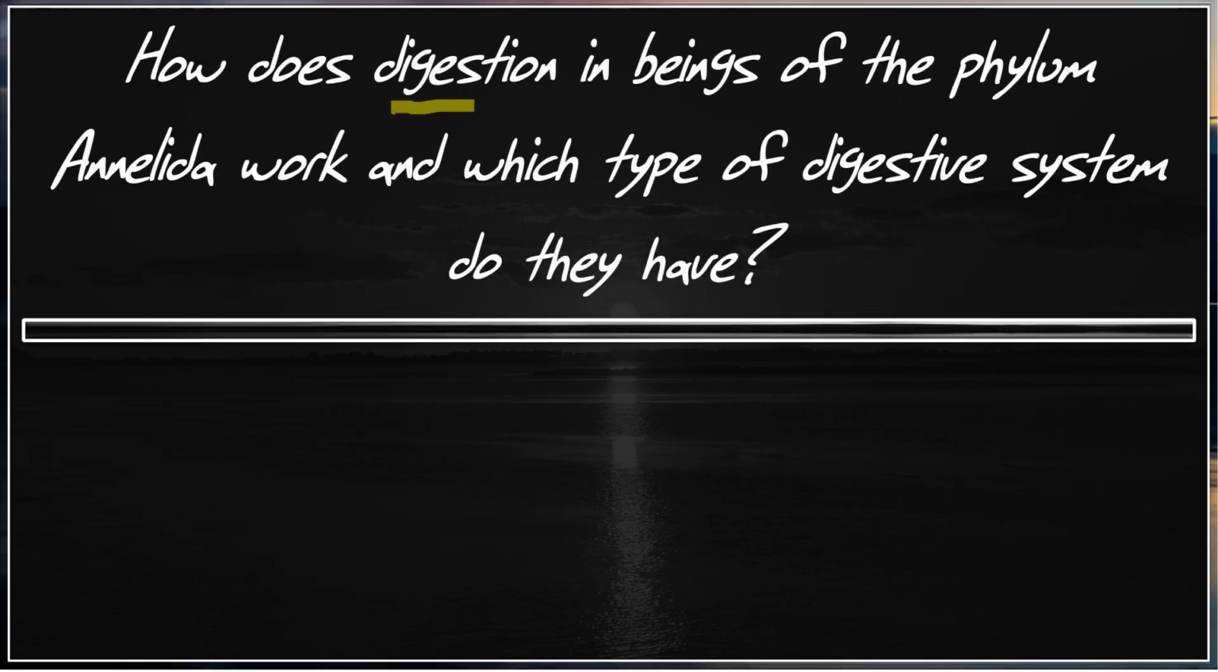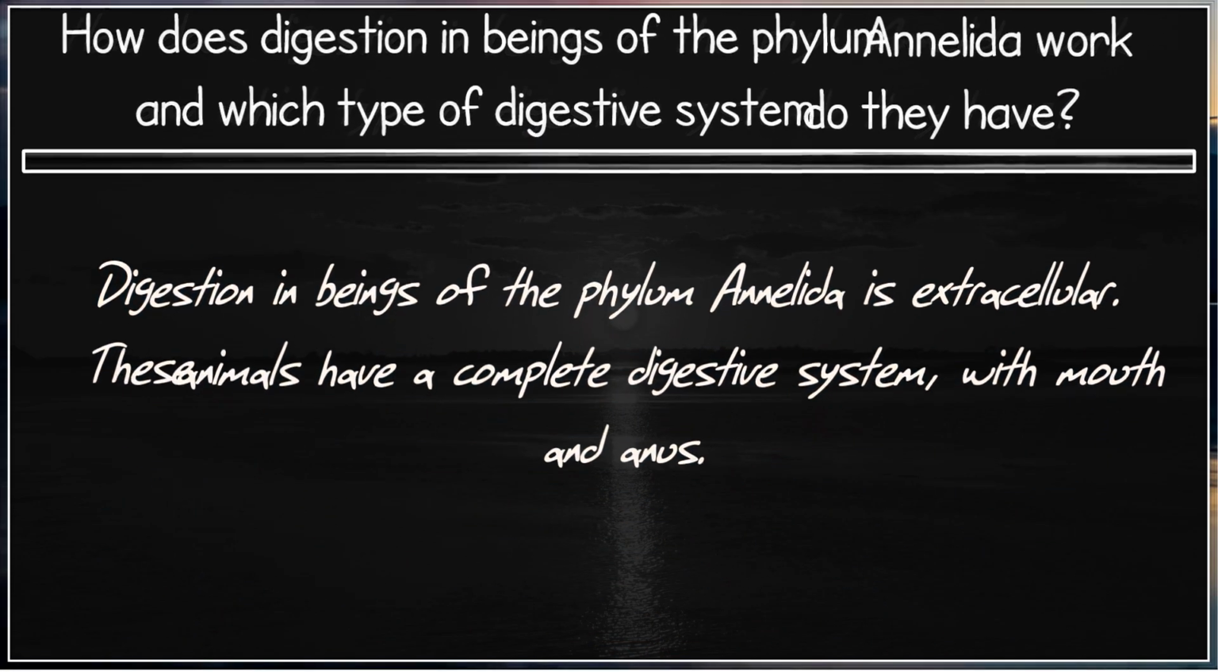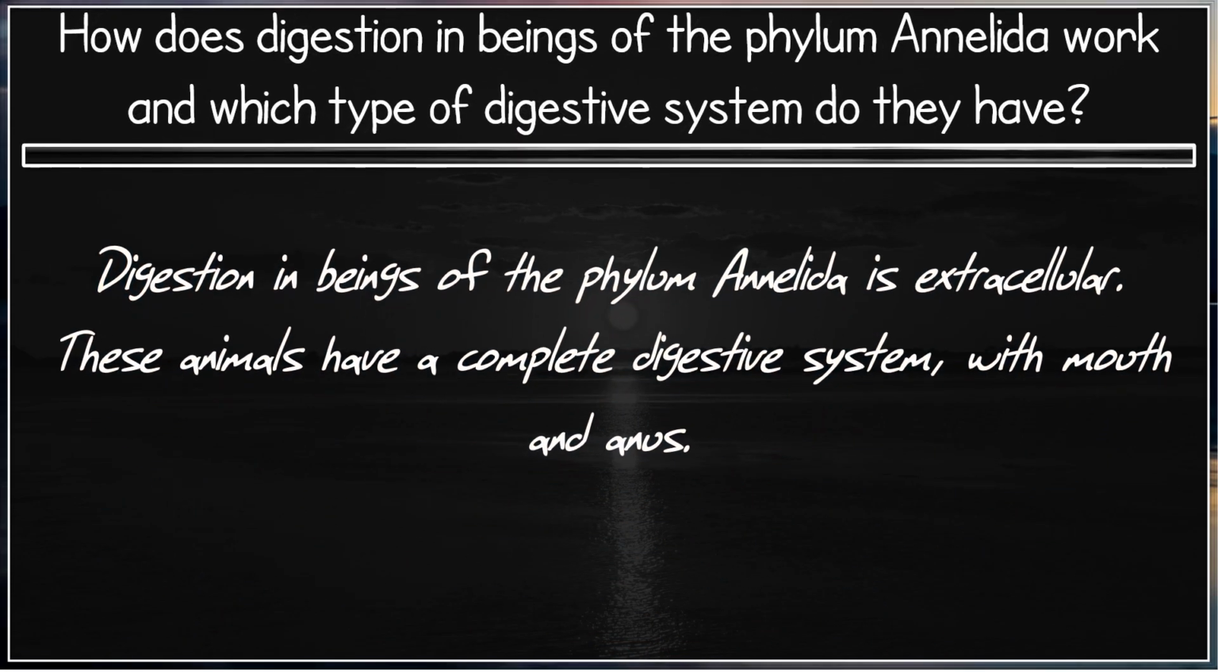How does digestion in the beings of phylum Annelida work, and which type of digestive system do they have? Digestion in the beings of phylum Annelida is extracellular. These animals have a complete digestive system with the mouth and the anus.